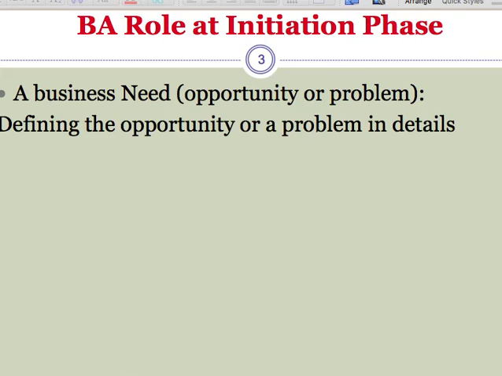Now let me answer the question here. What is the difference between the SDLC, change life cycle, and the project management life cycle? Yes, that's a very good question. I'm not going to give you an IT related example. I will help you to understand and correlate.